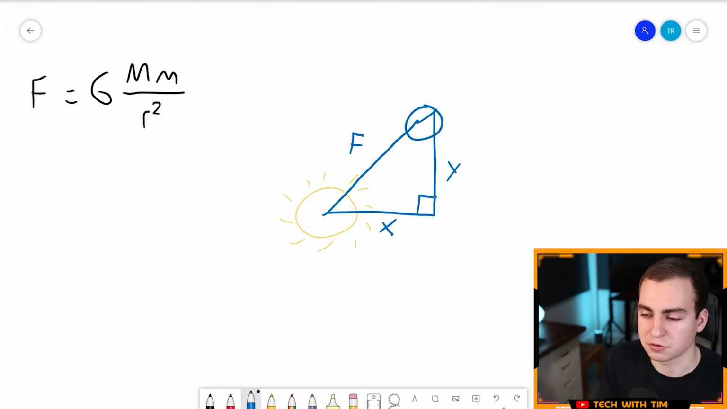So we need to understand this: it's giving us the straight line force, and we need to break that force into x and y components so we can actually move the Earth around the sun in both the x and the y direction.